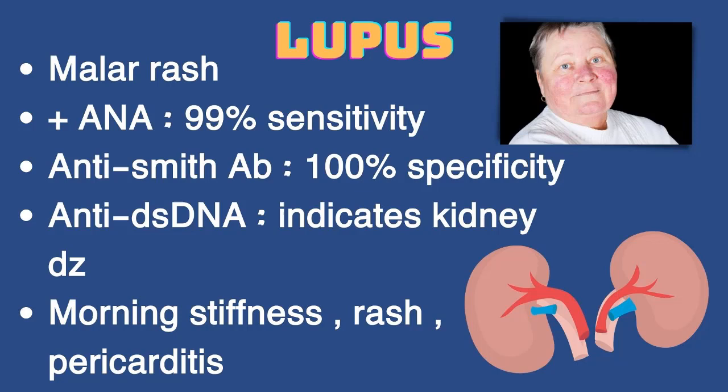This is an LE cell. Never order an LE cell prep. They're an absolute unequivocal waste of time. What they are is the anti-DNA antibodies react against DNA, and then the neutrophil phagocytizes those cells. And this is the DNA in there. So it's a neutrophil that has phagocytosed altered DNA, and that's called an LE cell.